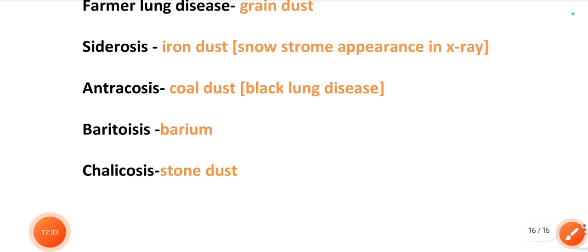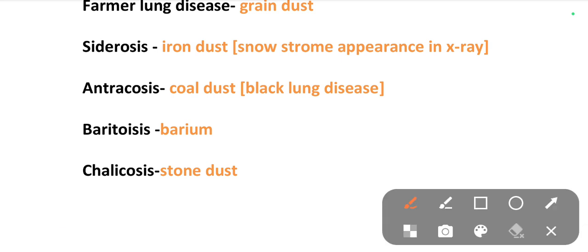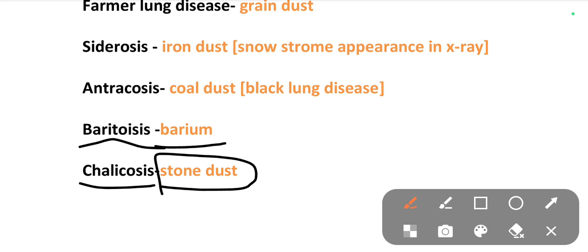So the next two are baritosis, which is due to barium inhalation, and chalicosis, which is due to stone dust. Okay, due to the stone dust, the person can have chalicosis. These are the two new words, baritosis and chalicosis.